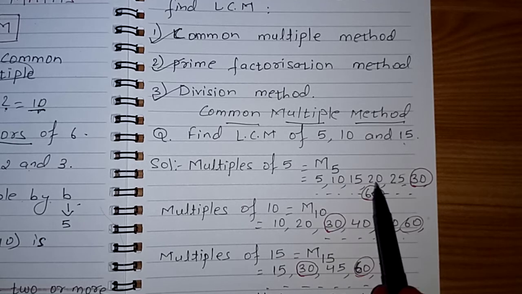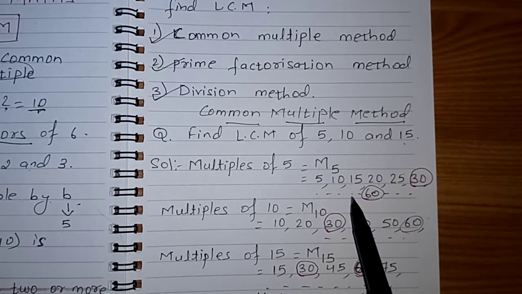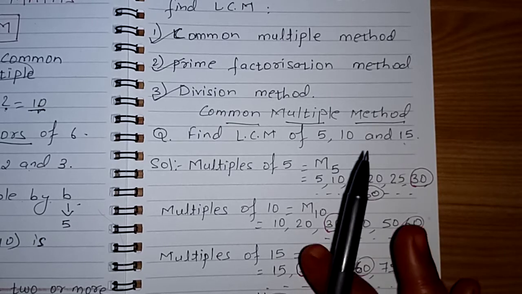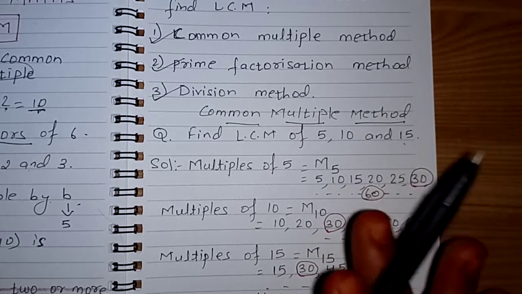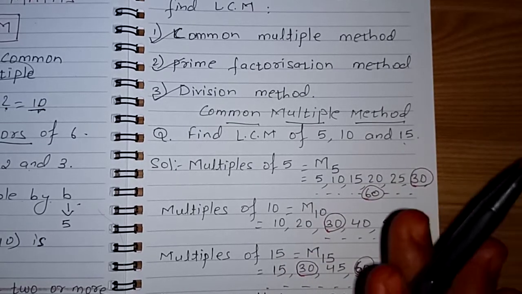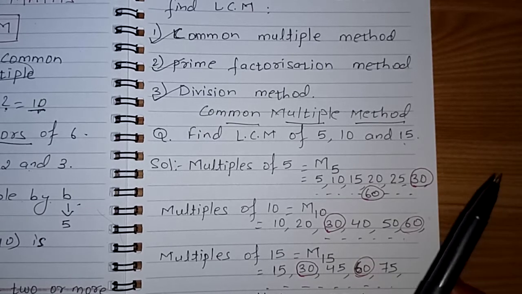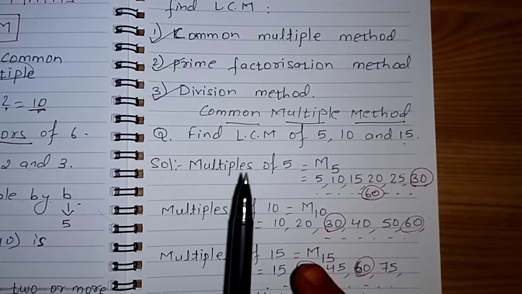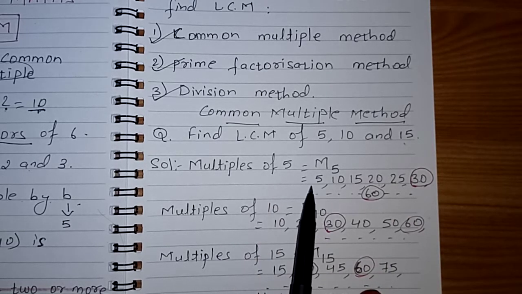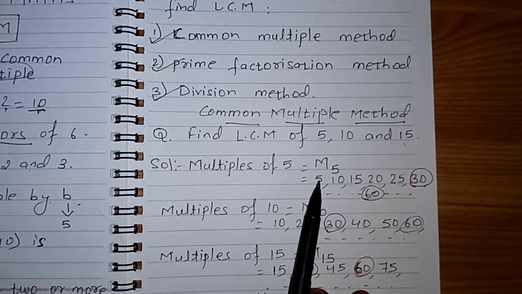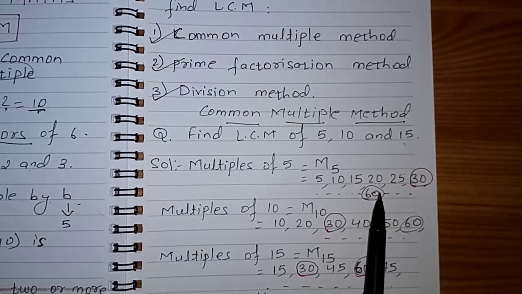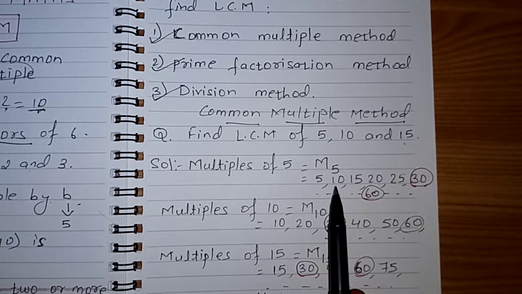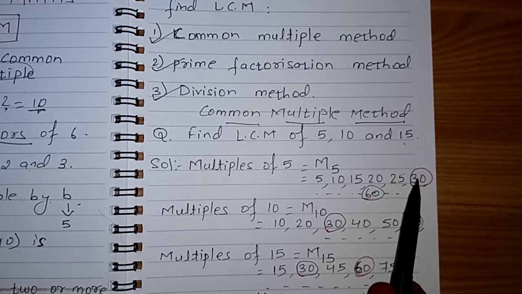So, these are the multiples of 5. Multiples of any number are infinite. A number has limited factors, but infinite multiples. So first we have to write some of the multiples. Here also I have written 5 to 30 multiples of 5.